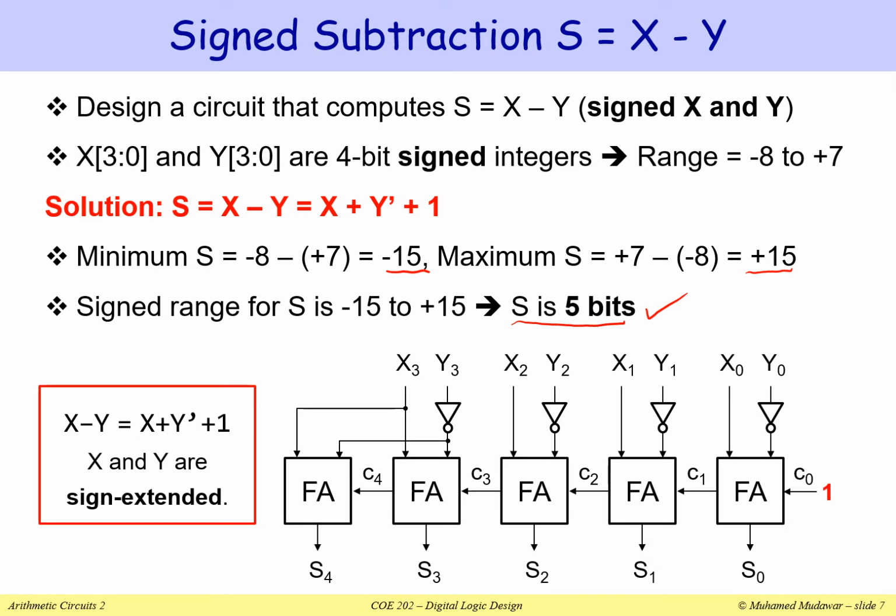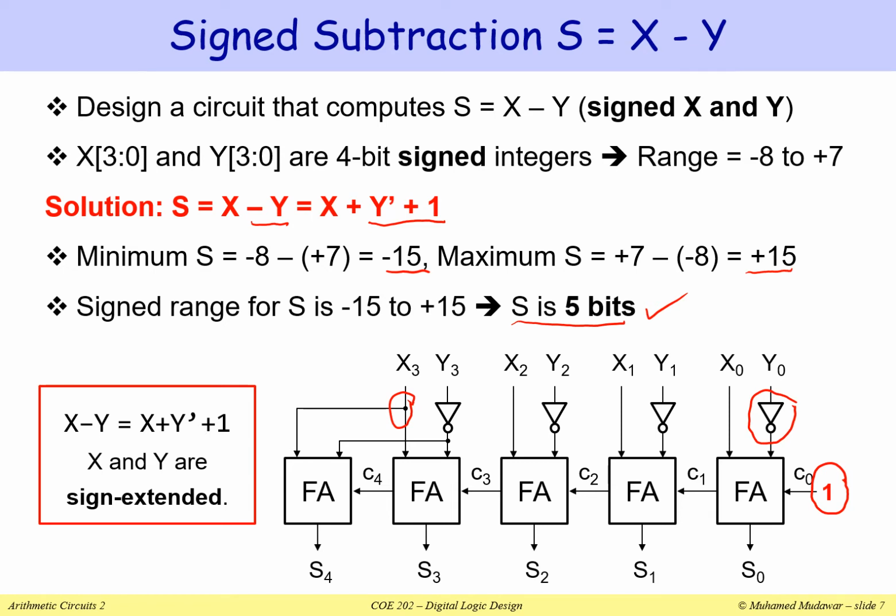So here's a circuit that calculates s is equal to x minus y. Notice that x is sign extended, the same thing for y. Notice that y is inverted because we would like to calculate x plus y prime plus 1. That's -y. It's actually the 2's complement of y. So we are inverting y and we are adding here +1. So my input carry C0 is equal to 1.